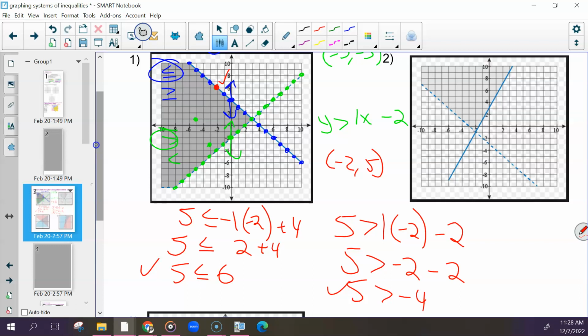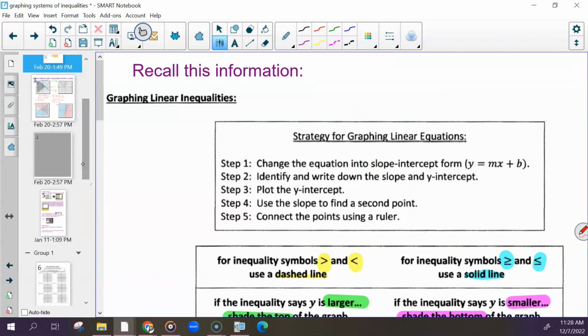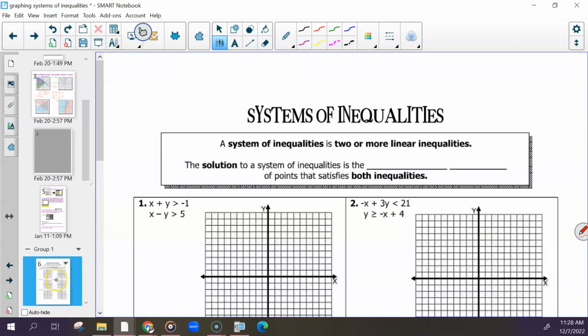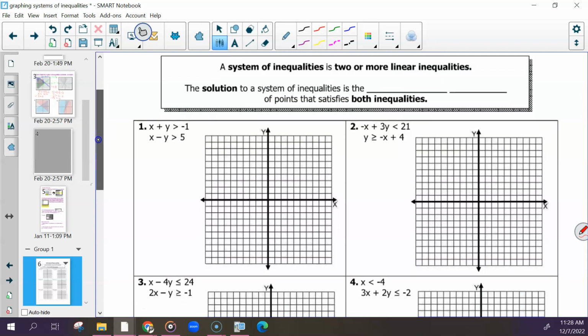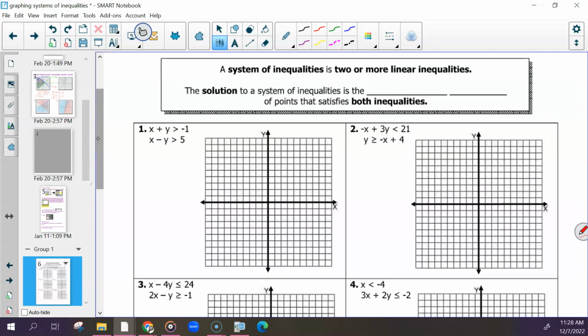Not the calculator page that comes next, but skip to the page after that. We'll come back to the calculator page in a second. Find this one. We're just going to do a couple of these examples. I'm going to show you how it works on a calculator, and then you'll have time to practice after we go over any others you want to see. So we kind of talked about this, but just so you have it in words, a system of inequalities is 2 or more linear inequalities on the same graph. The solution to a system of inequalities is the overlapping region of points that satisfies both inequalities.